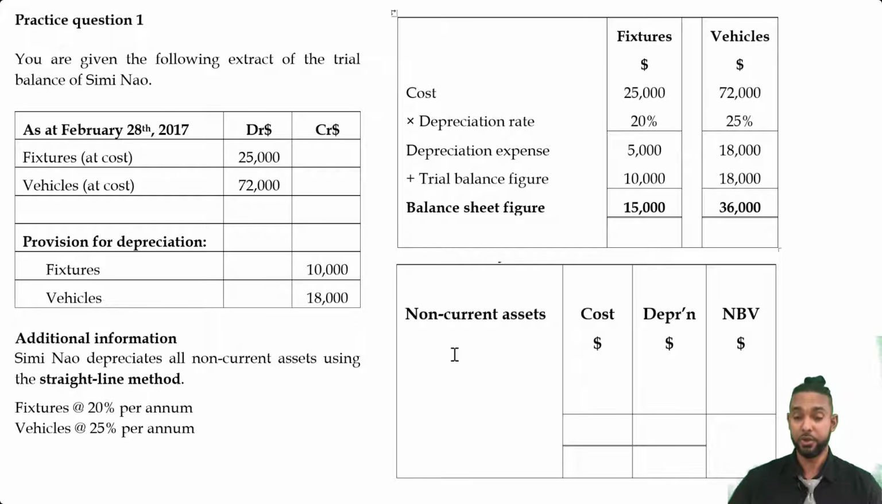Okay, so now we're going to do the balance sheet extract, right? The extract of the statement of financial position. So we have two assets. We have the fixtures and the vehicles. Let's start with the fixtures.